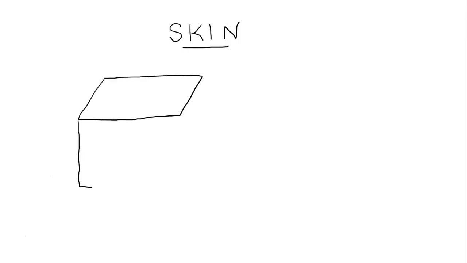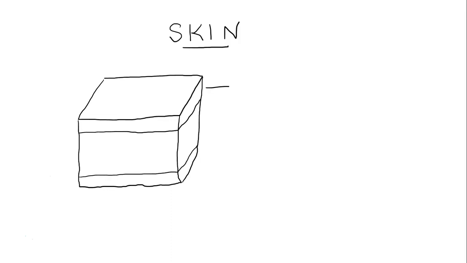Let's start by looking at the anatomy of the skin. The skin is in two layers. And we'll draw a picture of it here. Kind of looks like a slice of cake, this picture. And the top layer is known as the epidermis.